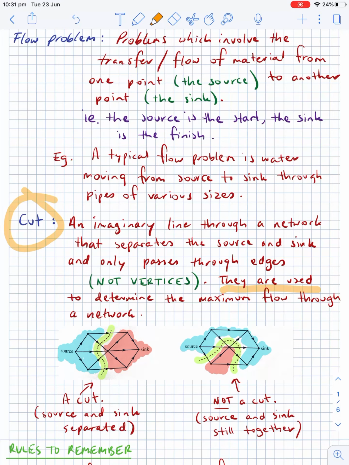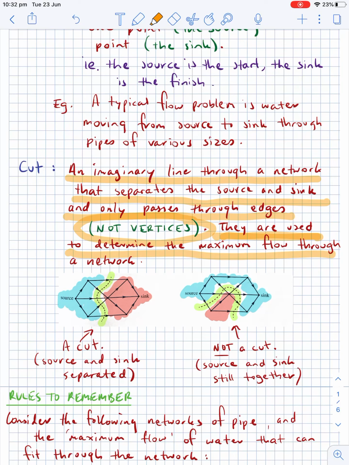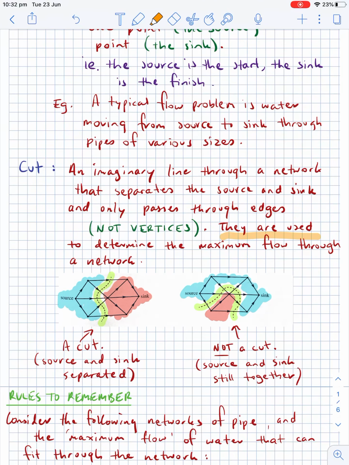Next up, we need to understand what a cut is. So a cut in this context is an imaginary line through a network that separates the source and sink and only passes through edges, so it doesn't pass through any dots or any vertices. They are used to determine the maximum flow through a network. So these cuts are going to be very important for some questions that are coming up.